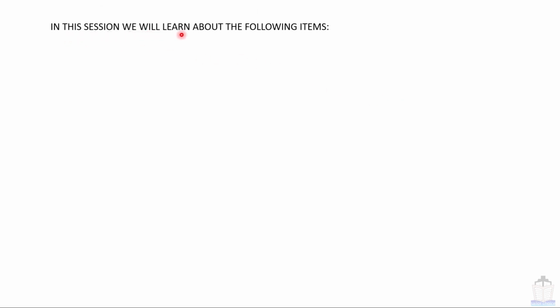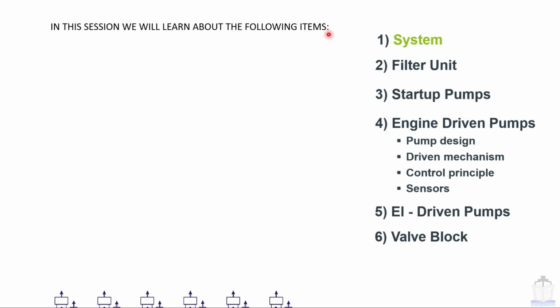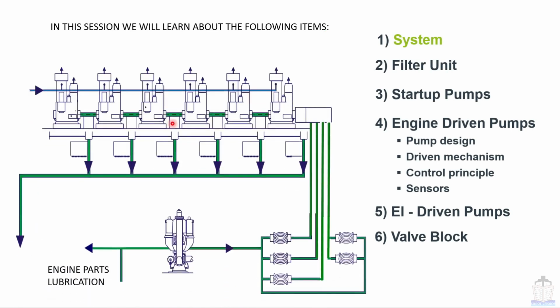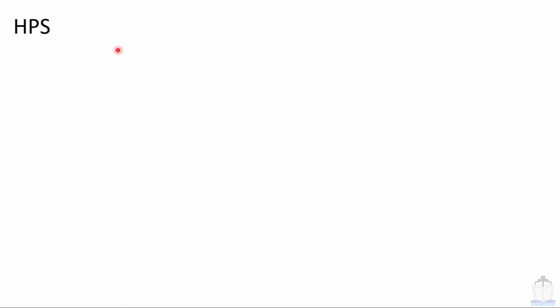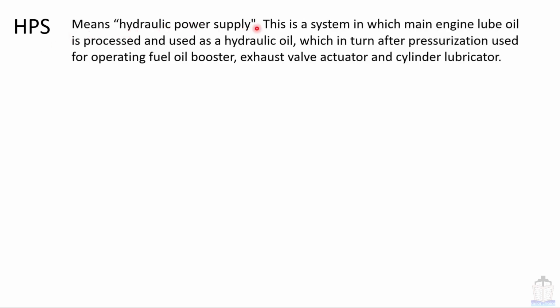In this session we will learn about the following items. This is the block diagram of the ME engine hydraulic system. Here various topics are given. Whichever is in green color, we will talk about that topic. So the first one is system. HPS means hydraulic power supply. This is a system in which main engine lube oil is processed and used as a hydraulic oil, which in turn after pressurization is used for operating the fuel oil booster, exhaust valve actuator and cylinder lubricator.